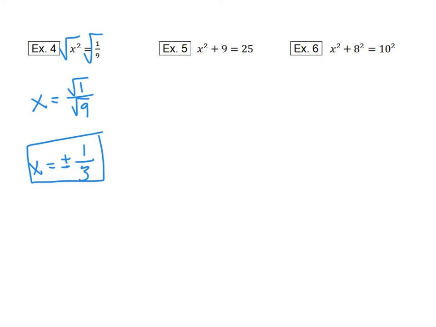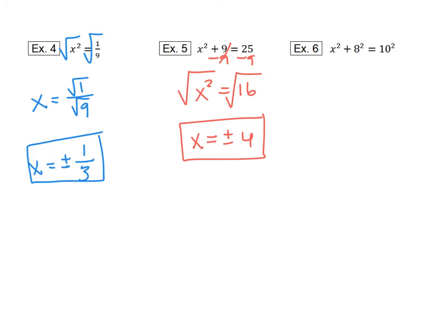Alright, our next example, we've got the x squared right here, but now we've got a plus 9. You know how we've been square rooting both sides? In this case, you want to get the x squared alone before you take the square root. So we will subtract 9 from both sides, trying to get that x squared alone, leaving us with x squared equals 16. Now we can square root both sides. Square root of x squared is x equals plus or minus, and then the square root of 16 is 4.